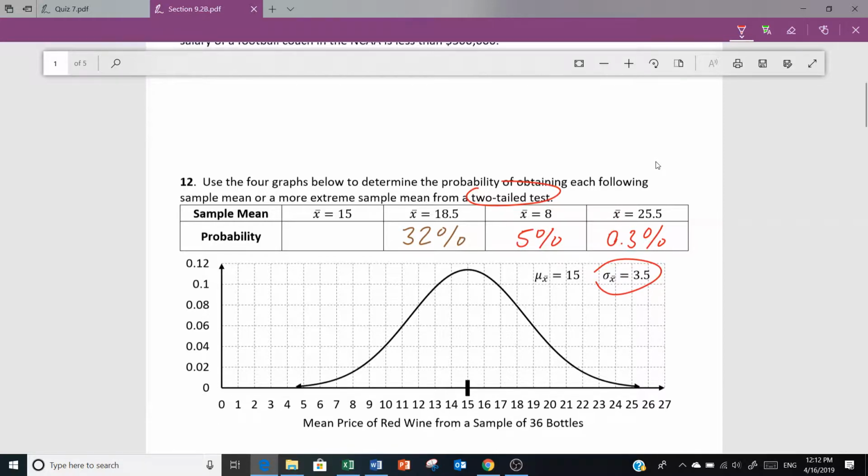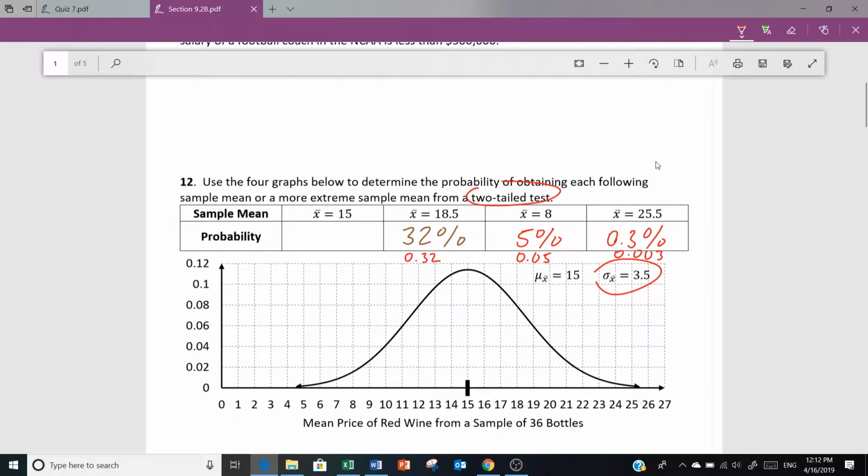What about 15? Let's think about this logically. What's the probability of getting 15 or more extreme? I think it's 0.03. So, oh, it's as a percent, not as a, okay, sorry. I wrote these as percentages, but I could have written them as decimals. Like this would have been 0.32. This one would have been 0.05, and this one would have been 0.003.